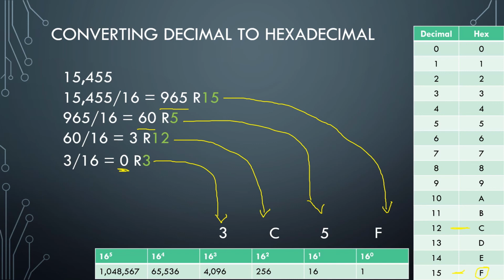So just to show you what we're doing, again, this is 3 times this place value of 16 to the 3. So 3 times 4,096 plus C, which is 12, times the place value of 256 plus 5 times the place value of 16 plus F, or 15, times the place value of 1.